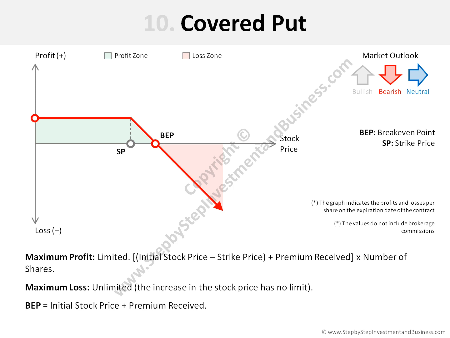The break-even point is equal to the stock price at trade initiation plus the premium received. The break-even point defines the profit and loss zones. In our case, for stock prices lower than the break-even point, we are in a profitable situation. In contrast, for stock prices higher than the break-even point, we are in a losing situation.